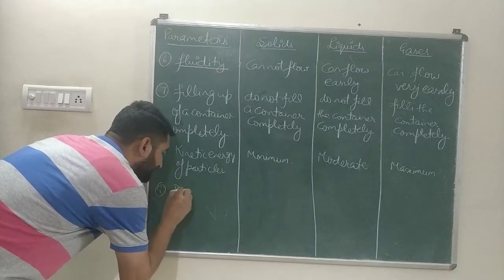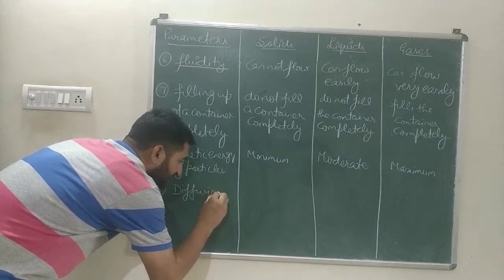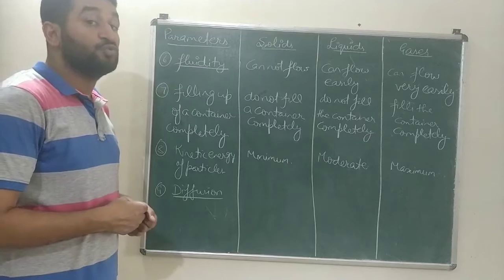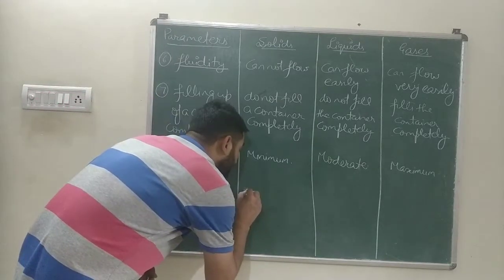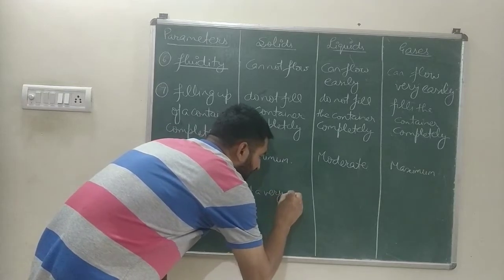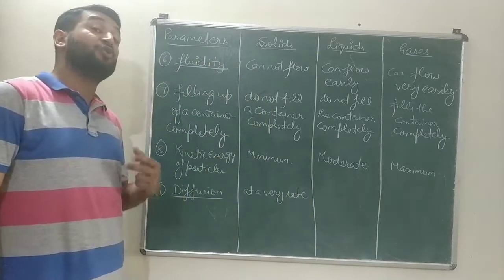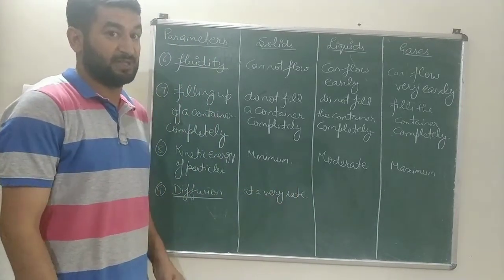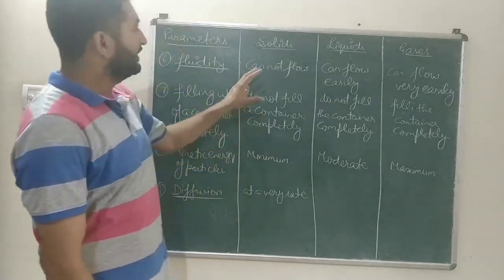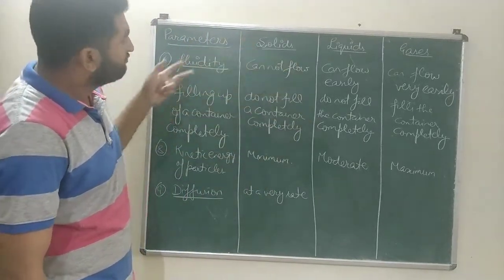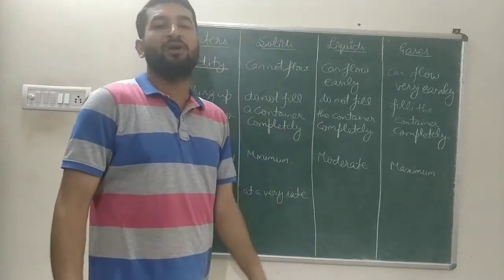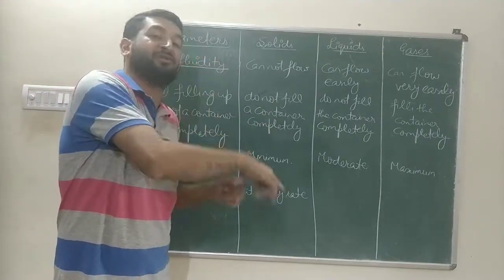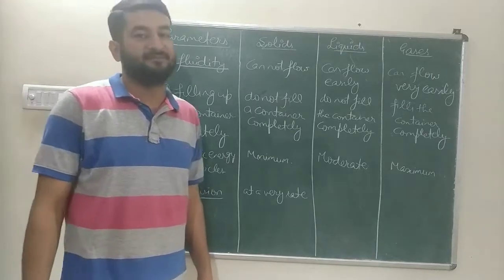Next is diffusion. As I explained, kinetic energy and diffusion are directly related. Solids diffuse at a very slow rate, at a very slow speed. The diffusion in solids is very less. You can't say they do not diffuse. Children, if I leave these chalk markings as they are on this board for 2 to 3 years, then those chalk particles will diffuse into the green board, and those particles cannot be removed easily.